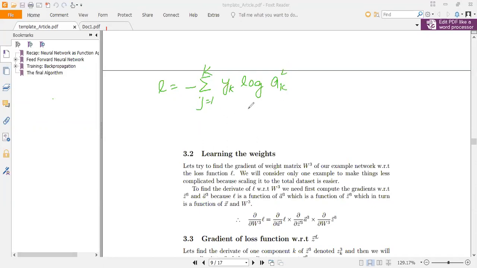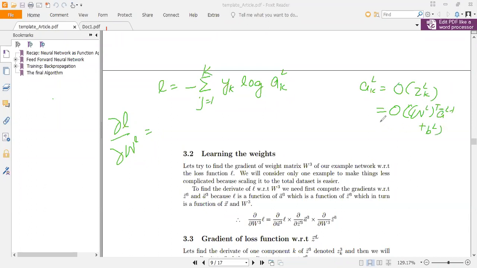Now if we have to find out this differentiation with respect to the weight vector W, because this ALK is basically O of ZLK, where O is the activation function in the output layer, and ZLK is in turn equal to WL whole transpose AL minus 1 vector plus BL. So to find this, we have to go through these things. Just as we saw previously how to do the chain rule, this is also one of the chain rules.